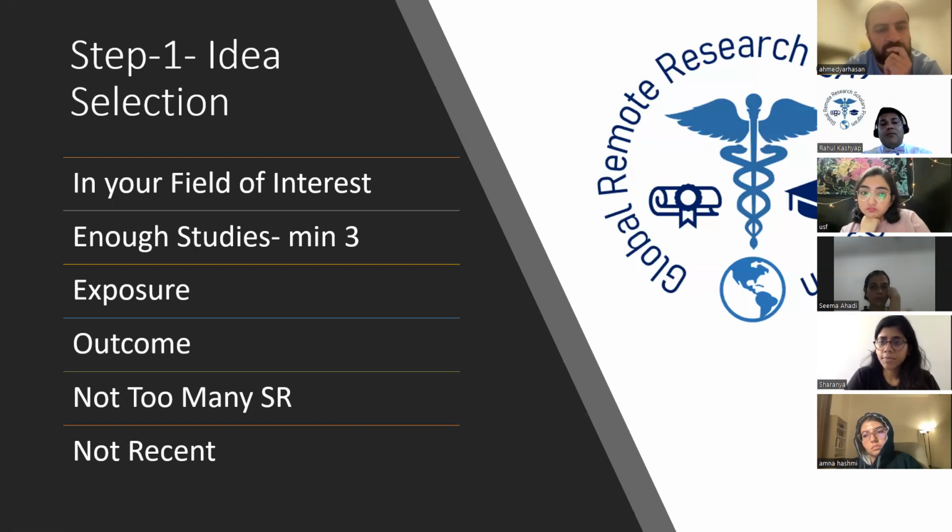Always pick a topic where not too many systematic reviews are done already. Otherwise, what's the point of doing it? You may not have enough novel studies left to include in your systematic review. Or sometimes, even though systematic reviews or meta-analyses are done, they're not in the recent past. If the last one was done 3, 4, 5 years ago, that doesn't mean that nobody else is working on it.